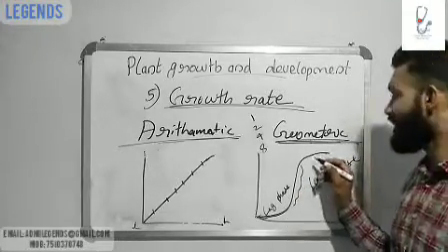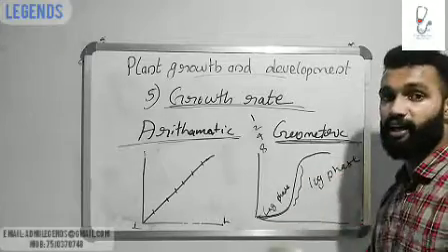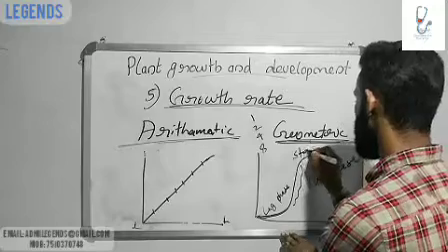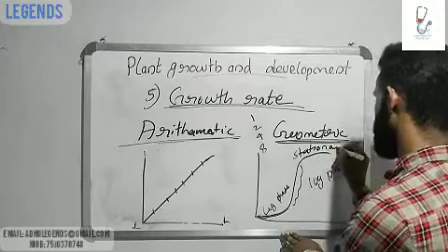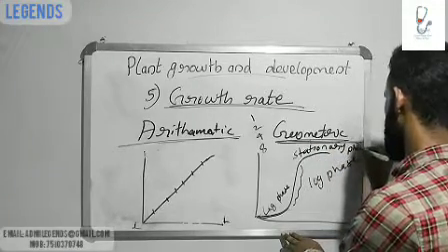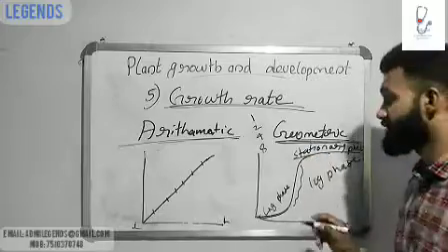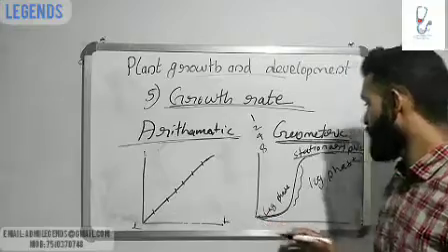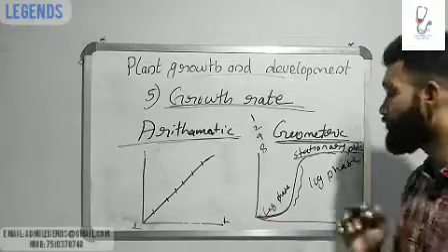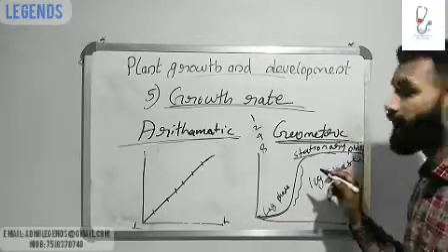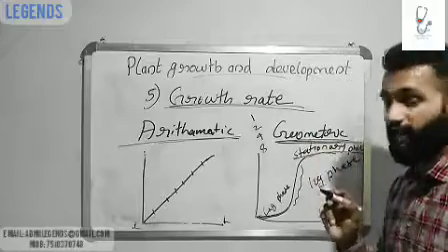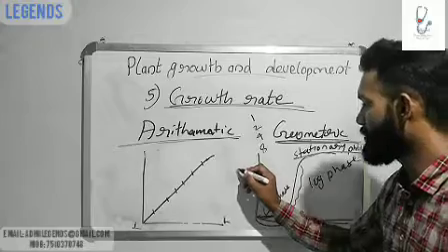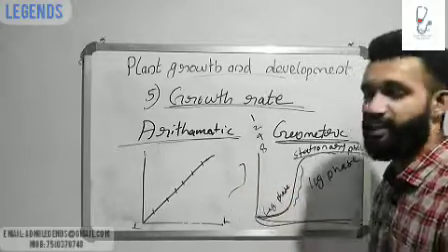And the last, when resources are limited, in that case a stationary phase occurs. Here no more growth is happening. It is going into a stationary phase. So in geometric growth, when we put it into a graph, we get a J-shaped curve. Here we are getting a J-shaped curve.